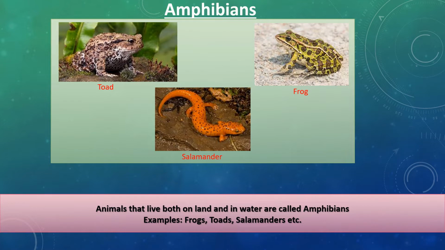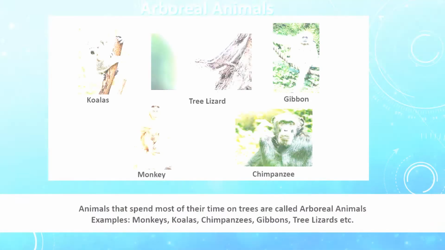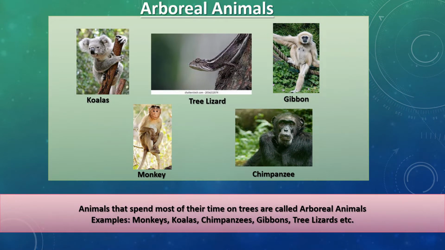Amphibians. Animals that live both on land and in water are called amphibians. Examples are frogs, toad, salamander, etc. Arboreal animals. Animals that spend most of their time on trees are called arboreal animals. Examples are monkeys, koalas, chimpanzees, gibbons, tree lizards, etc.